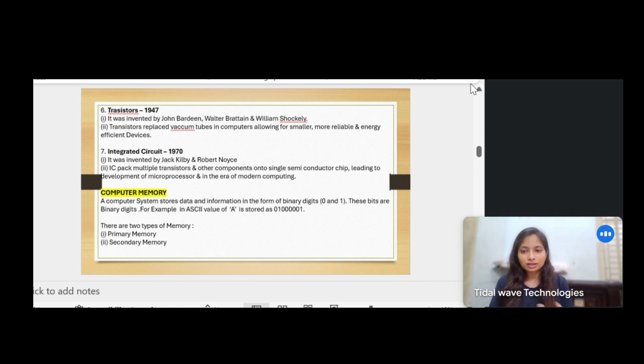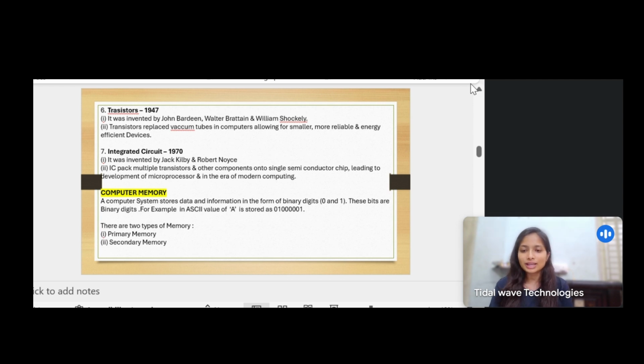Okay, first let me show you the screen so that you'll understand it clearly. The computer memory. I'll first read out the definition. A computer memory stores data and information in the form of binary digits, that is 0 and 1. These bits, that is zeros and ones, are binary digits. For example, in ASCII value, you'll understand what is ASCII value first. Here, ASCII value, in the sense, A. For example, all the alphabets or even special characters will not be directly understood by computer. So instead of those, computer will understand it in the form of binary language, that is zeros and ones.